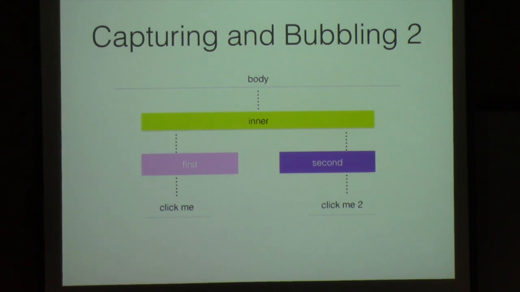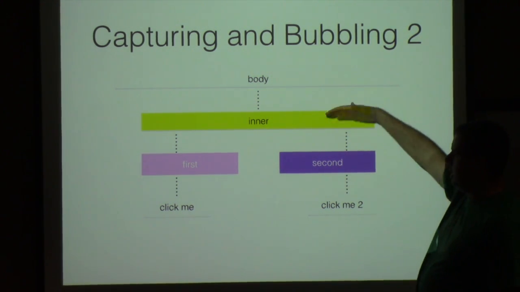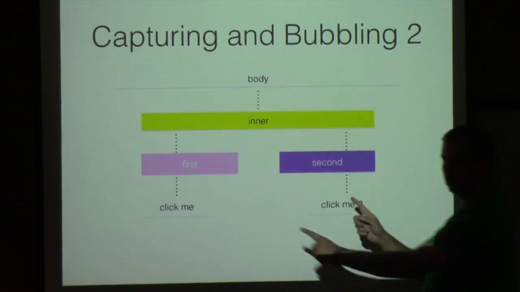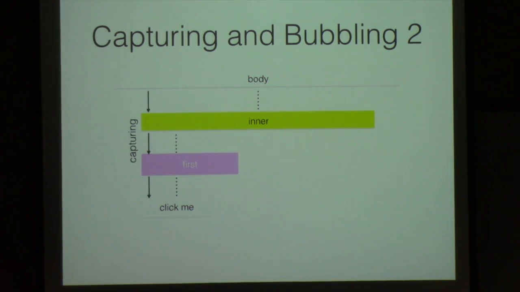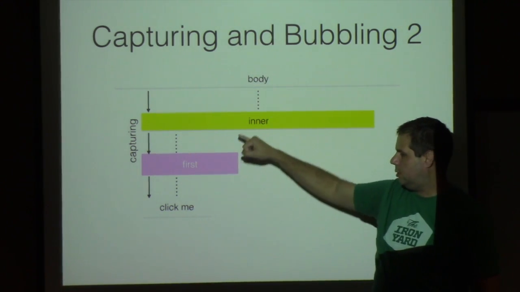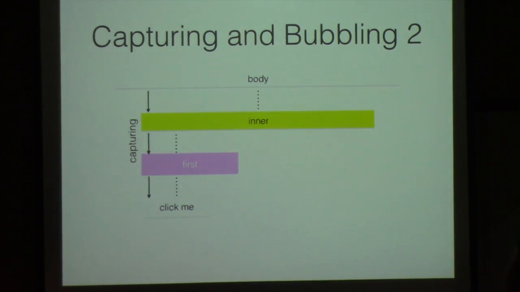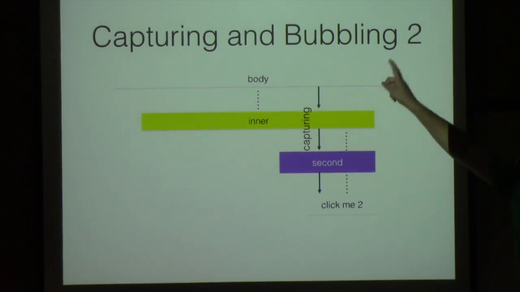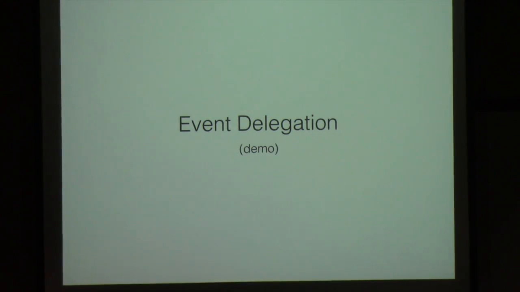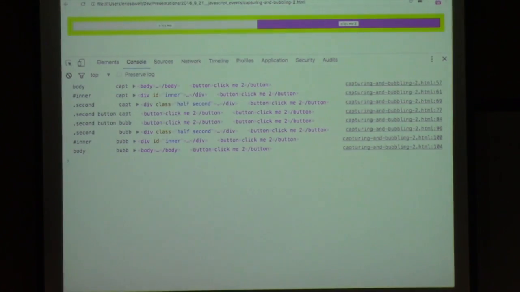Or you can look at it this way. I have the body that holds the inner, and the inner holds two sibling nodes which hold these two buttons. If I click on this button, it goes down from body to inner to first. Click me on capture, goes back up on bubble. If I click on the other one, it goes down this part. Body and inner get fired on each one of them. Okay? Okay, so that's genuinely weird.